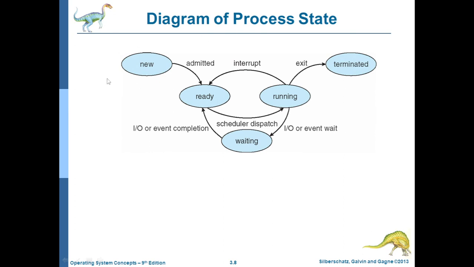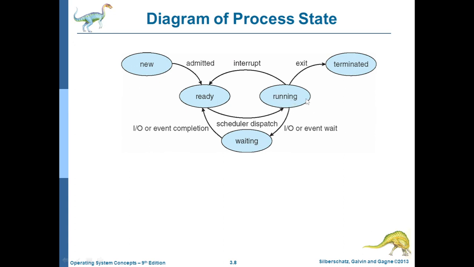If we see it pictorially, it looks like this. A process is new. When we admit a process, it becomes ready. If we dispatch the ready process, it becomes running. This is the scheduler dispatch. If an event occurs in a running process that makes it non-running, we call it waiting. And if another process starts running, the previous process goes to the waiting state.